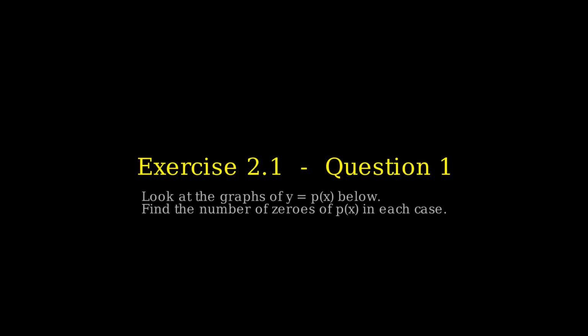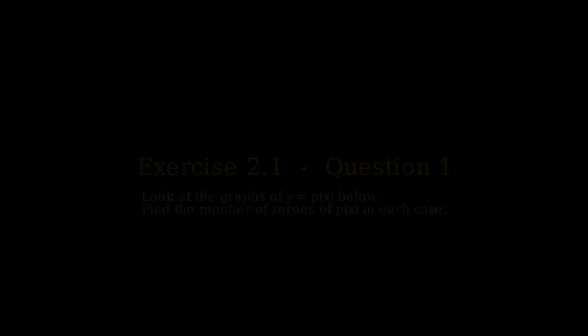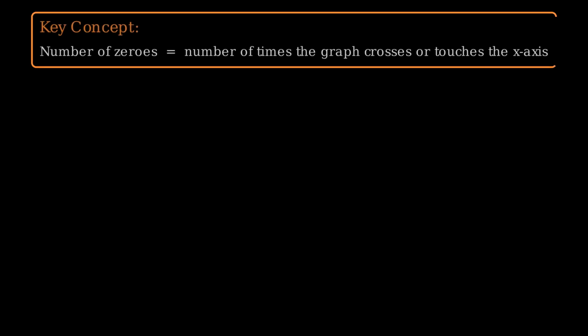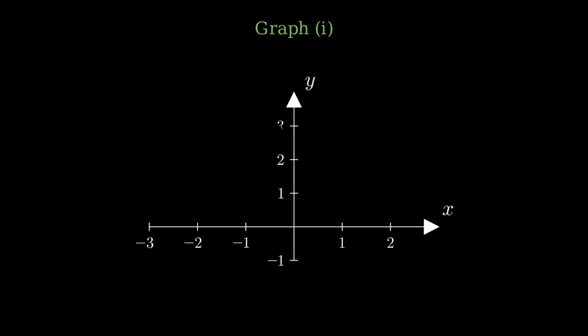Exercise 2.1, Question 1. Look at the graphs of y equals p of x and find the number of zeros of p of x in each case. The key concept to remember throughout this question is the number of zeros of a polynomial equals the number of times its graph touches or crosses the x-axis. Every point where the curve meets the x-axis corresponds to exactly 1 zero.